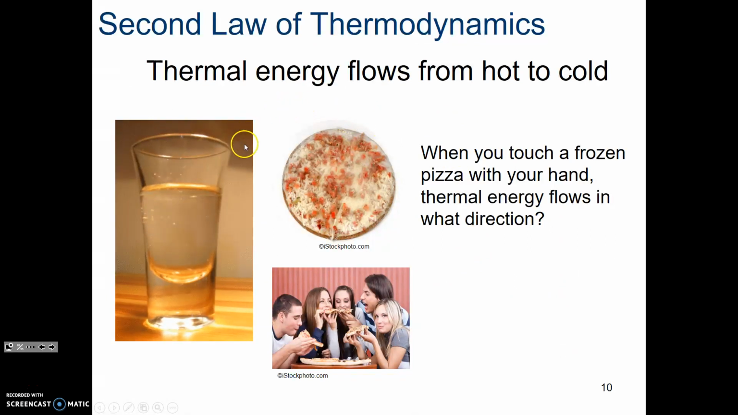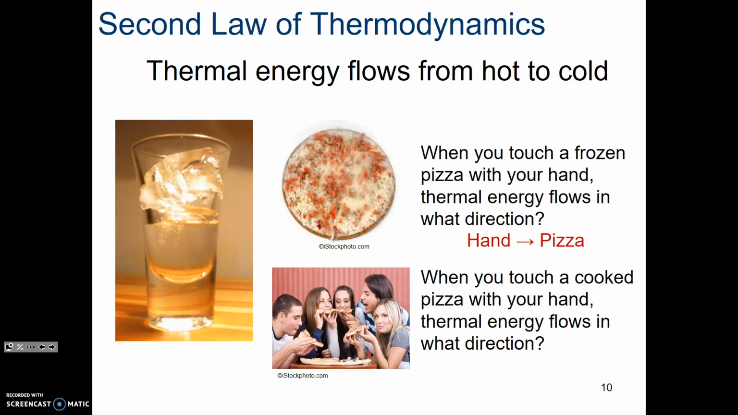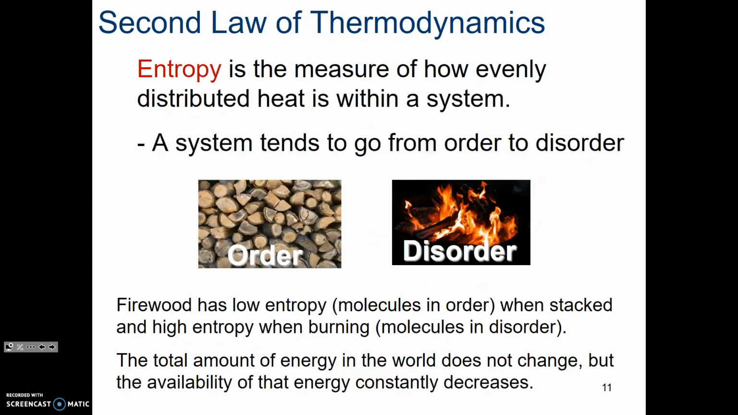The second law of thermodynamics states that heat goes from hot to cold. So it's not the ice cubes that are melting. It's actually the heat of the water going into the ice cubes that is melting them. So when you touch a frozen pizza, what's the direction of the flow? That's going to be hand to pizza. So when you touch the hot pizza, what's it doing? It's going to go from the pizza to the hand. Now, entropy measures how heat in a system goes from something orderly to disorder.